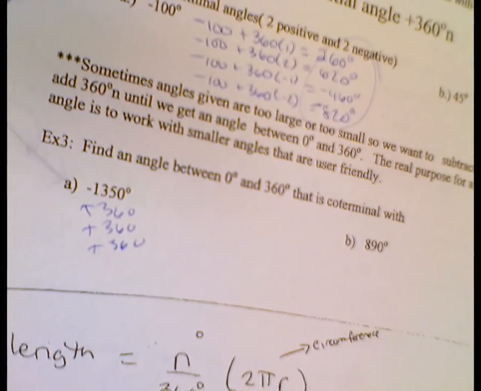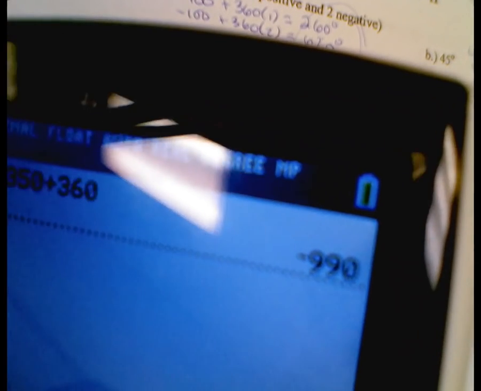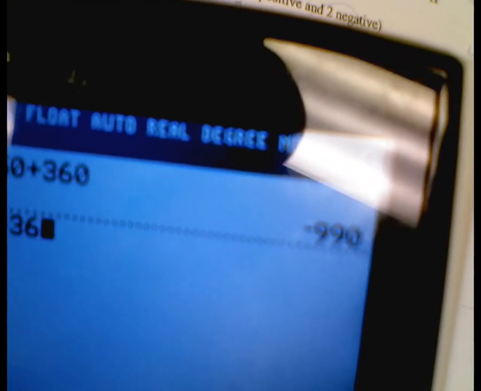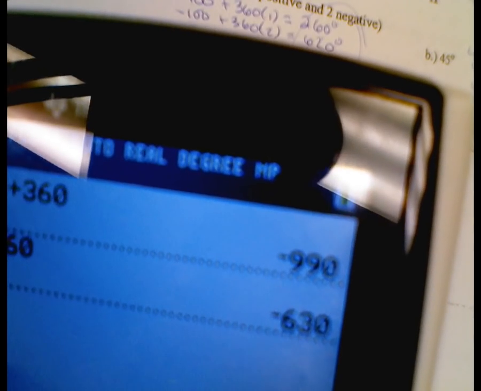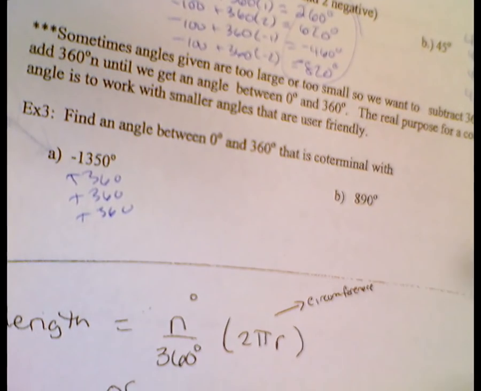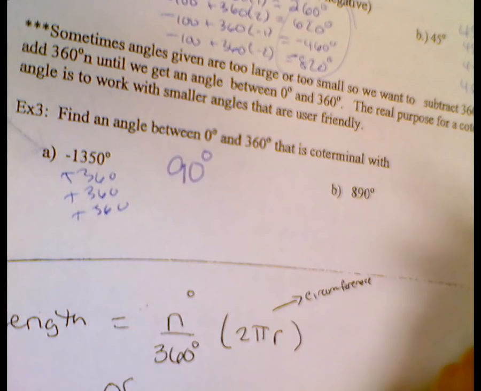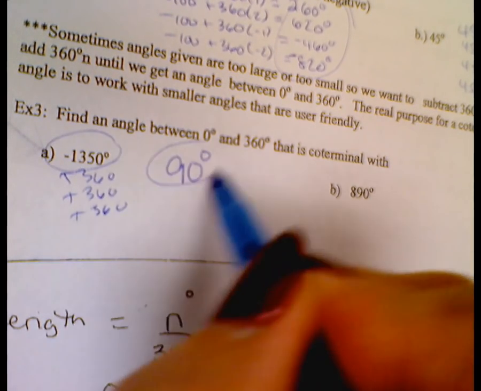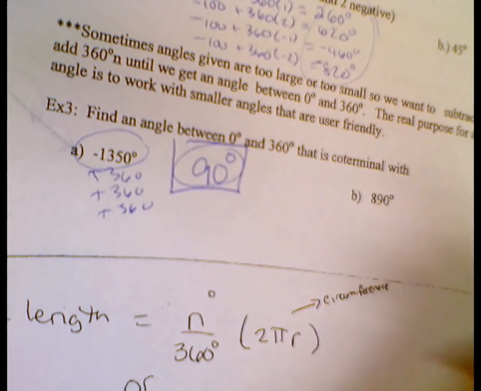So let's do that. Let's punch in on our calculator -1350. Okay, you see it? I'm going to add 360. It's still negative. It's -990. So we're going to add 360 again. And then I have -630. And I'm going to add 360 again. So we're getting closer. I could draw -270. That's up top. But it's still negative, so I'm going to add 360 one more time. And it's 90. So 90 is the angle that is coterminal. So they're both in the same spot, but this is the one that's easier to draw.